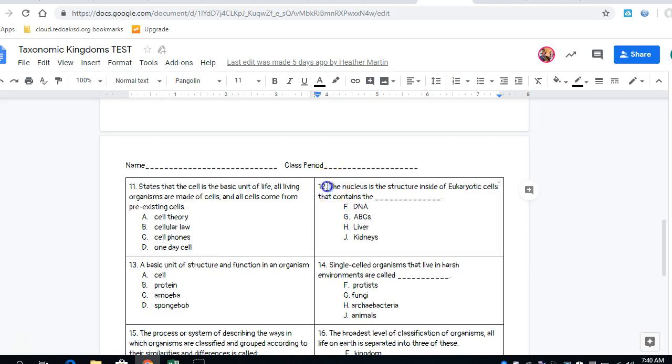12. The nucleus is the structure inside of eukaryotic cells that contains the blank. Is it F, DNA, G, ABCs, H, liver, J, kidneys?